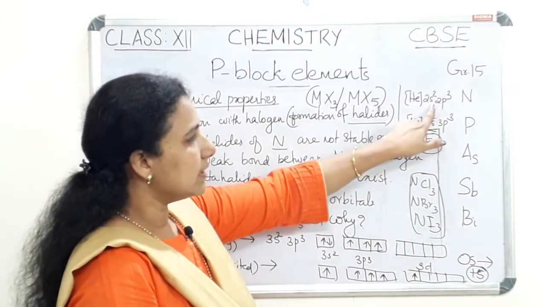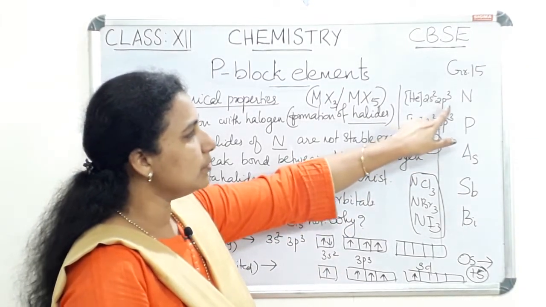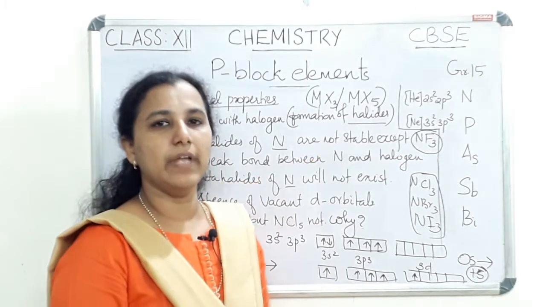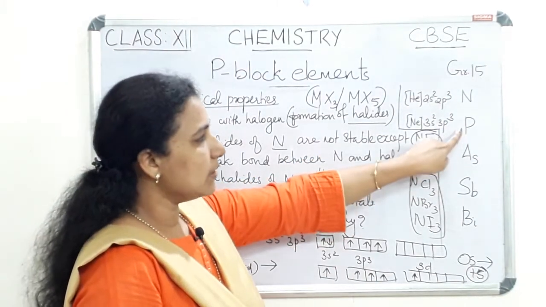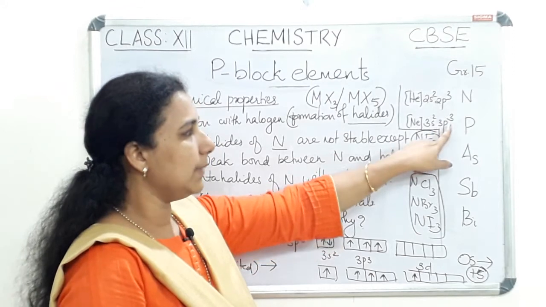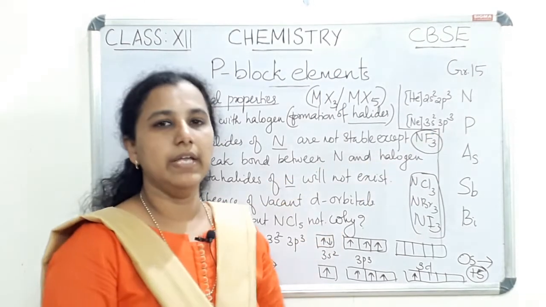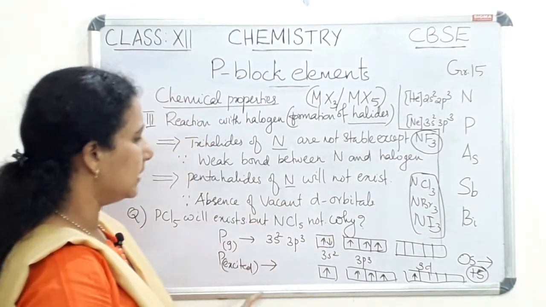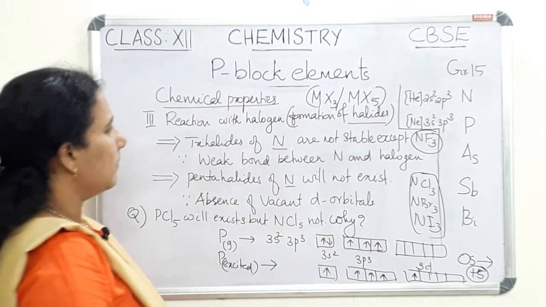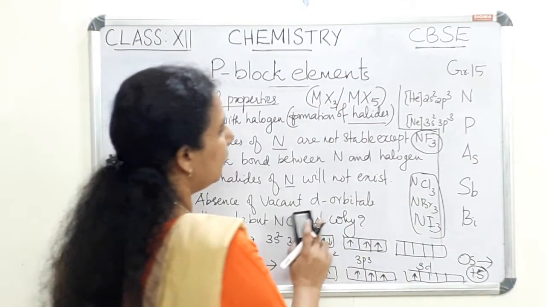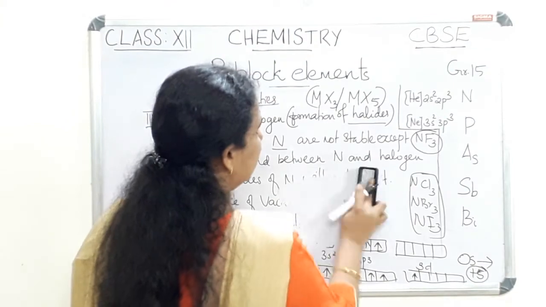N has a 2s2, 2p3 configuration, and there is no vacant d orbital. In the case of phosphorus, there is a 3s2, 3p3 configuration, so a vacant d orbital is present. That is the reason. So this is about the halides of group 15 elements.